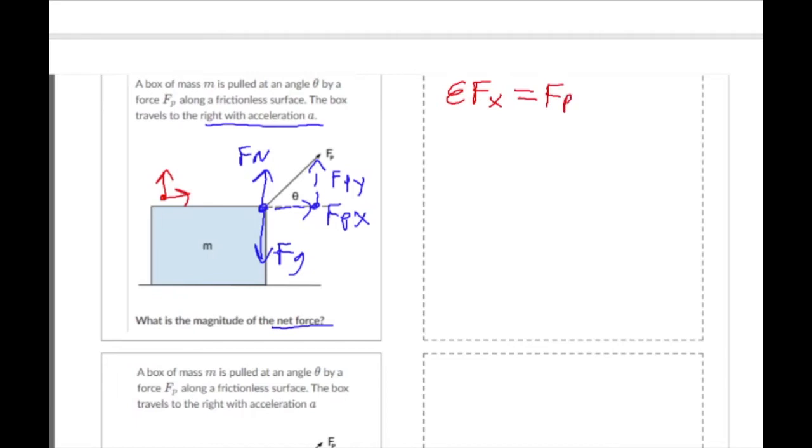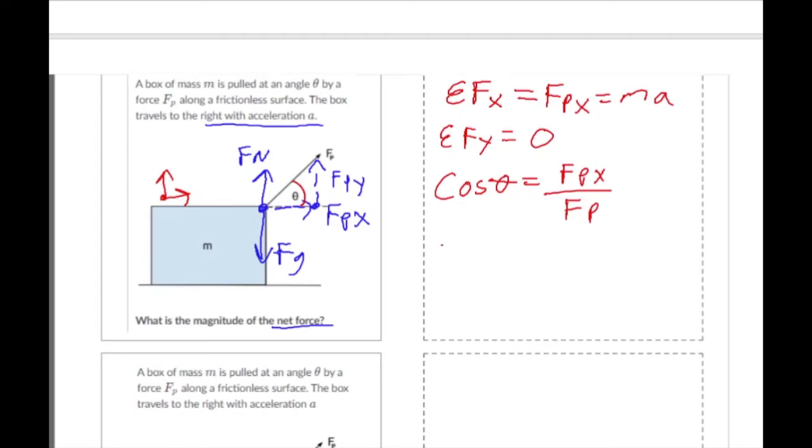So Fpx is equal to mass times acceleration. We know that it's not accelerating in the y direction because it tells us in our problem that it's only accelerating to the right. So net force in the y is just 0. So we're really just concerned about this net force in the x direction. Well, Fpx is the adjacent side of this triangle. So what does that mean? That means that cosine of theta is equal to Fpx over Fp. It's going to tell us that Fpx is really just equal to Fp times cosine theta.